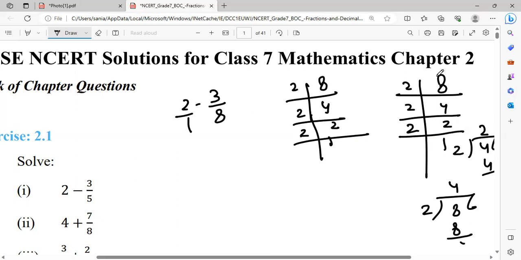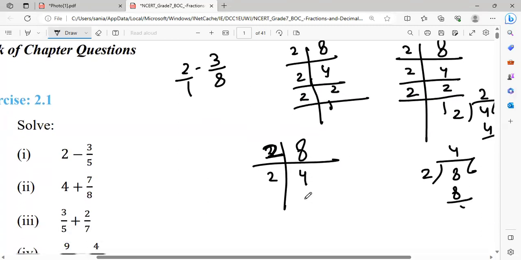You have to find a number which you can divide it easily. For example, in case it is 8, you cannot take 3, because 3 in 3 tables, 8 doesn't come. So you can start with 2. So ma'am, 2 table, what time 8 comes? 2, 4. Right? And again, in 2 table, 4 comes at what time?